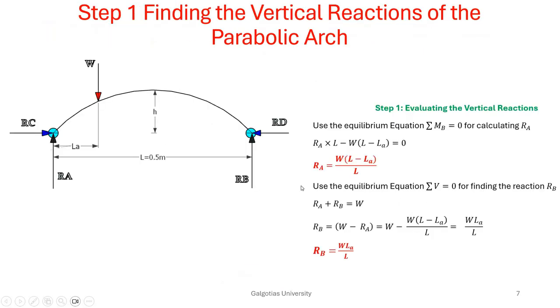The very first step is to evaluate the reactions RA and RB. For this, first you use the equilibrium equation, summation of MB equal to 0, and using this you can find that RA is equal to W into (L minus LA) divided by L. Proceeding further, you employ the second equilibrium equation, summation of V equal to 0. Using this you will get RB equal to W times LA by L.